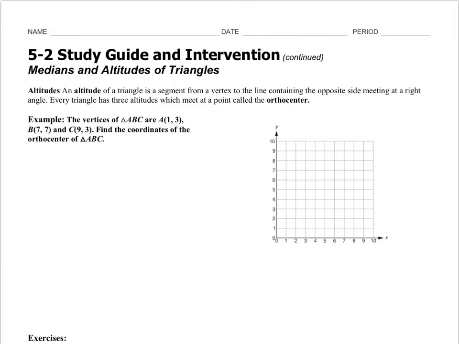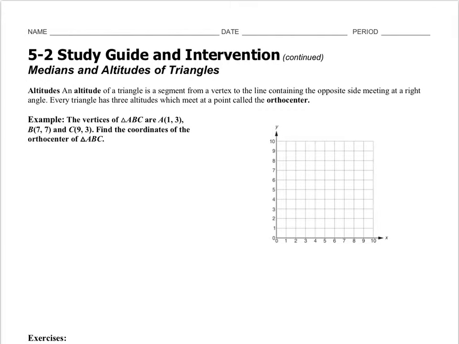On this next section, 5.2, we talked about altitude. Altitude is related to the height of the triangle and goes from the vertex and is perpendicular to the opposite side. It's not necessarily a perpendicular bisector, but it does have to be perpendicular. And the intersection of the altitudes, of which there are 3 on a triangle, is called the orthocenter.